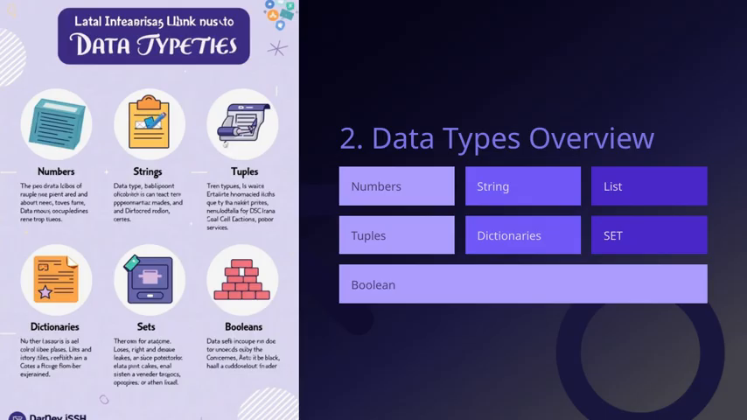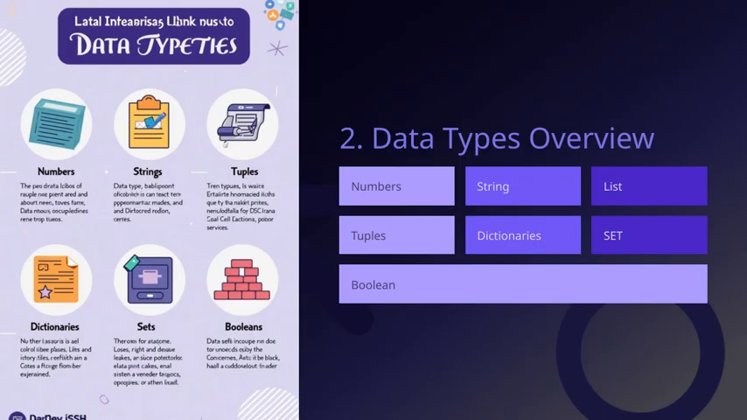Then, we have strings, which are sequences of characters used to represent text, like names or messages. Strings are incredibly versatile, and you'll see them everywhere in programming. Next up are dictionaries, which store data in key-value pairs, making data retrieval efficient. Think of them as a real-world dictionary where you look up a word and get its definition. After that, we have lists, which are ordered collections that can hold different types of data and are mutable, meaning we can change their contents. Lastly, sets are collections of unique items, which are great for removing duplicates and performing mathematical set operations like unions or intersections.